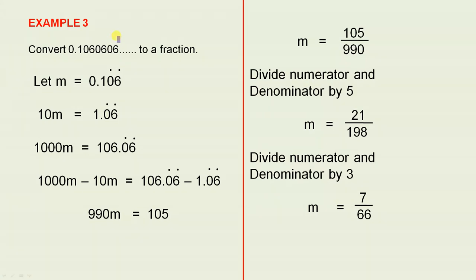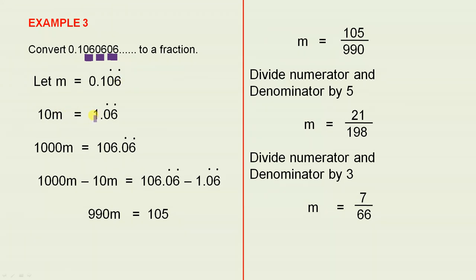This third example is extremely special because if you notice this recurring decimal here, that keeps recurring because of those dots. The 1 does not keep recurring, but the 0 and the 6 do. See that? The 0 and the 6 keep recurring. So let m equal that recurring decimal.